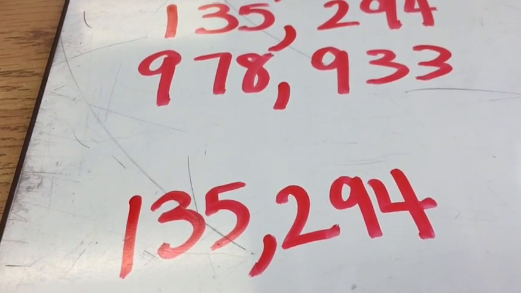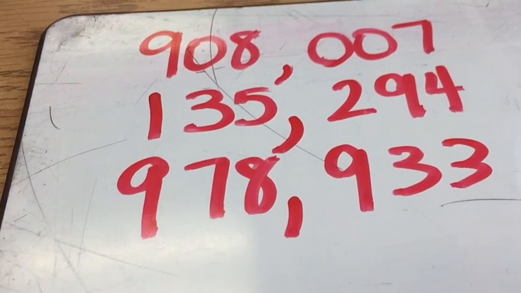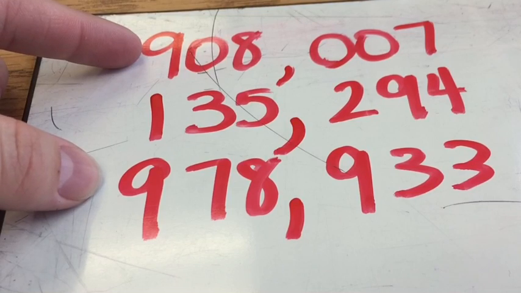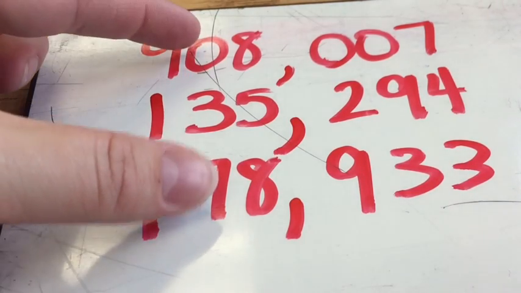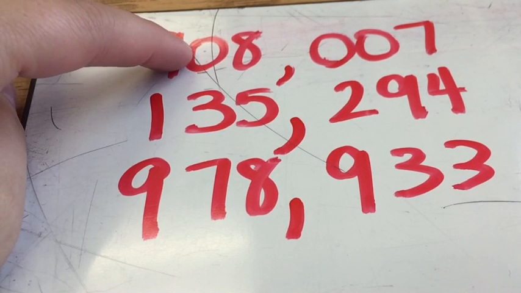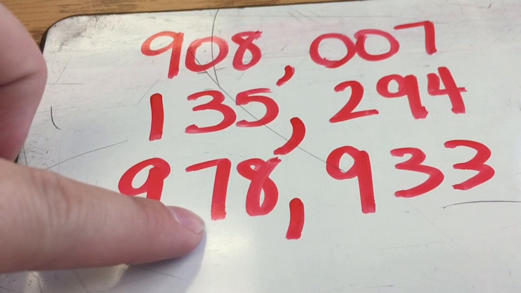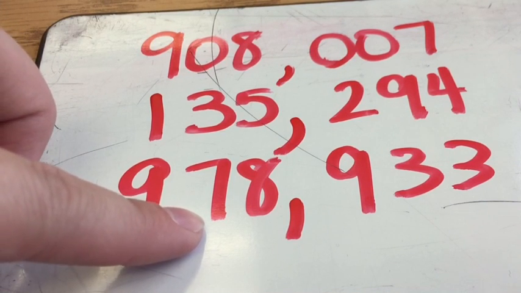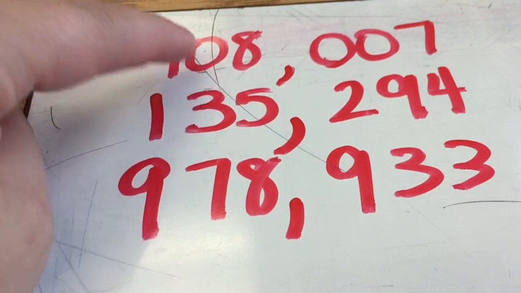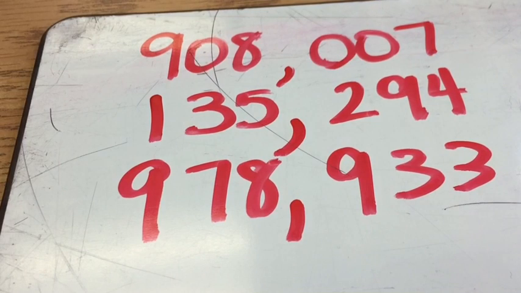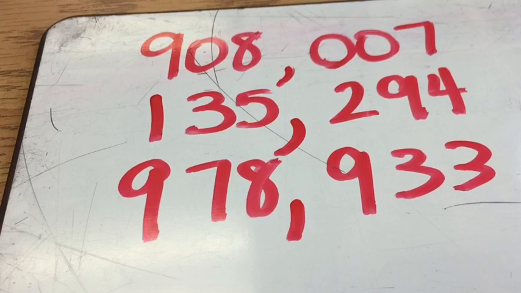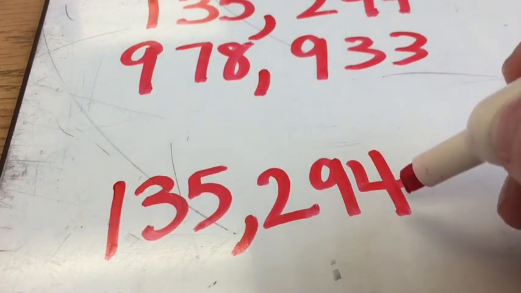Okay, so we know that one is our smallest number. Now we go back to our two numbers that we realized were tied with the first digit. They both have 900,000 in them. So then we go to the next place value, which is the 10,000s column. Here we can see this one has a 0 in the 10,000s column, and this one has a 7 in the 10,000s column. And we know that 7 is a lot bigger than 0, so that we know that this number comes next. 908,007 is a lot smaller than 978,933.